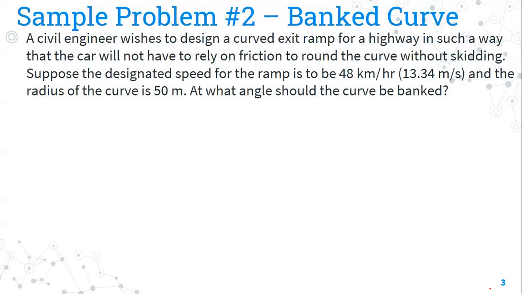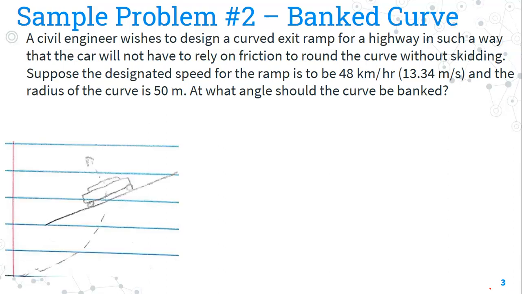Okay, sample problem number 2. You may have seen banked curves when you're exiting highways or going onto highways. A civil engineer wishes to design a curved exit ramp for a highway in such a way that the car will not have to rely on friction to round the curve without skidding. Suppose the designated speed for the ramp is to be 48 kilometers per hour, and the radius of the curve is 50 meters. At what angle should the curve be banked?